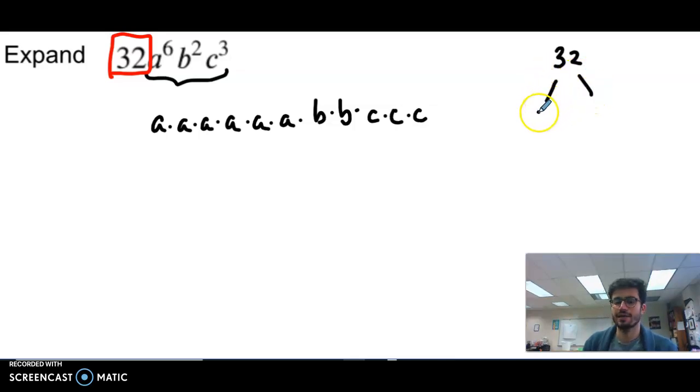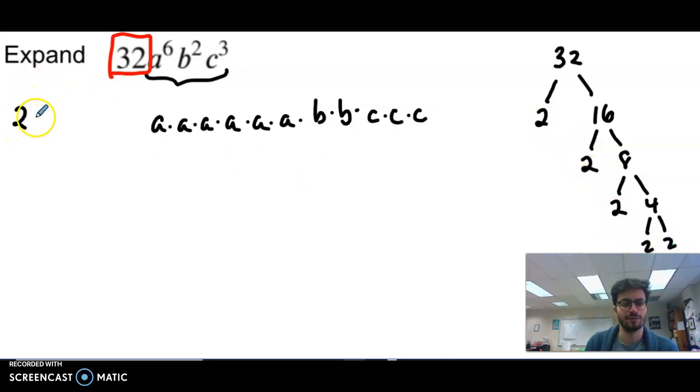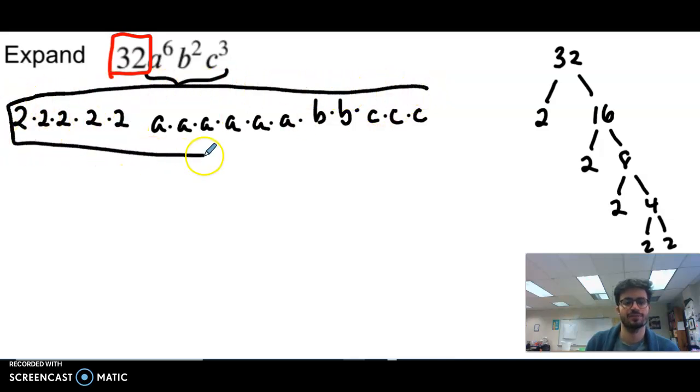32 can be written as 2 times 16. 16 we could write as 2 times 8. 8 can be 2 times 4. And 4 can be 2 times 2. So that's 2 times 2 times 2 times 2 times 2. 5 2's. And now this is the expansion of our expression.